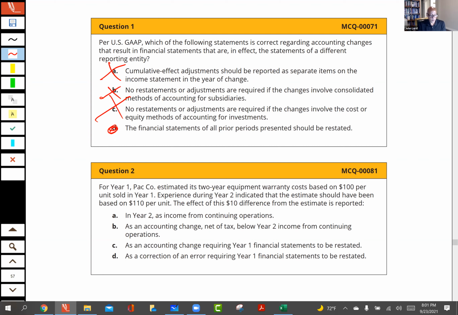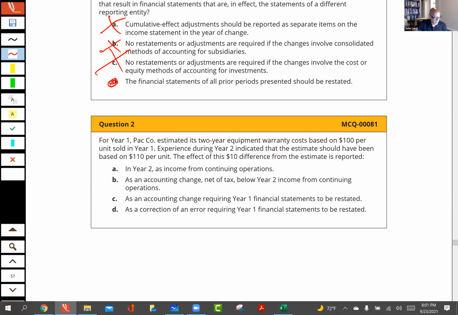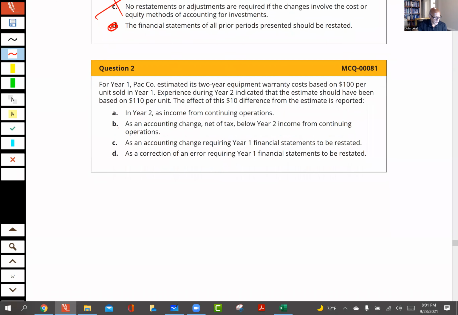That's why it gets confusing, guys, because you say, but you said it was retrospective application. Yes, I did. The method, they call it what? Retrospective application. The technique is restatement. The action is restatement. It's a small r. Okay. All right, good. Let's take a look at number 2.